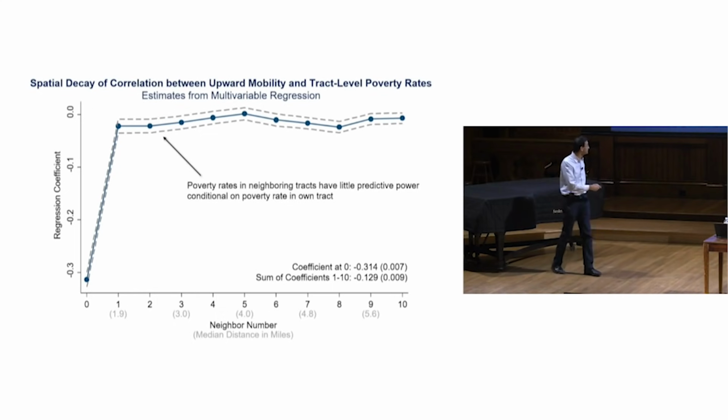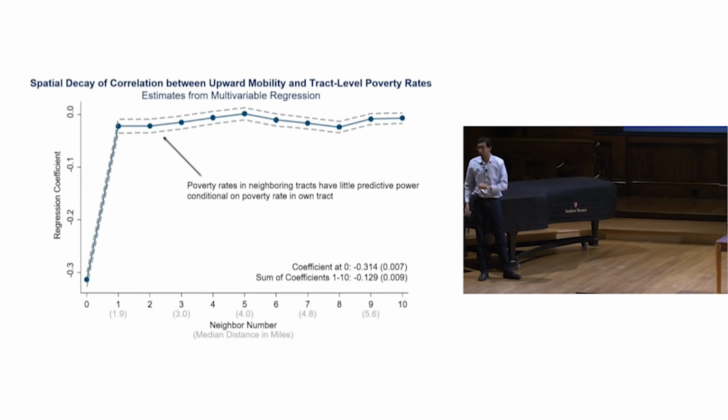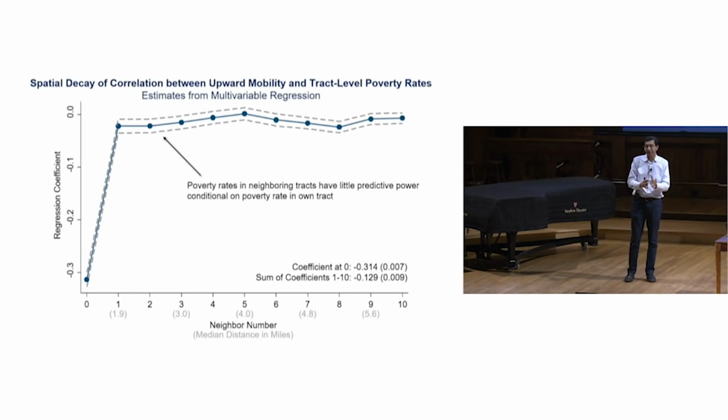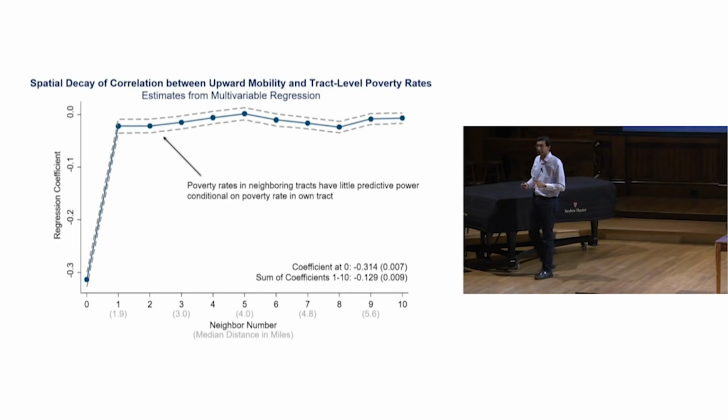Just to give you a sense of scale, the tract that is the next closest one, if you take what's called the centroid of the tract, the middle of that census tract, it's on average 1.9 miles away from where you are within your tract. So we're basically saying that conditions 2 miles away from you, poverty rates 2 miles away from you, are completely irrelevant for your outcomes, given the poverty rates in a radius immediately surrounding your house. So it's a very, very local phenomenon.